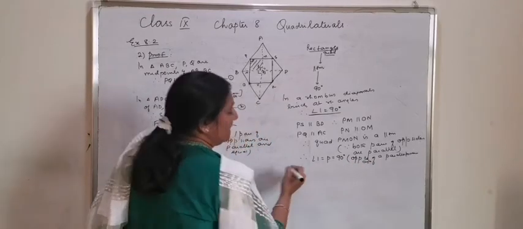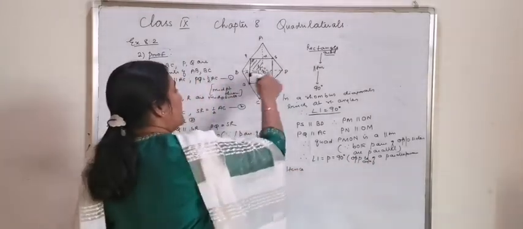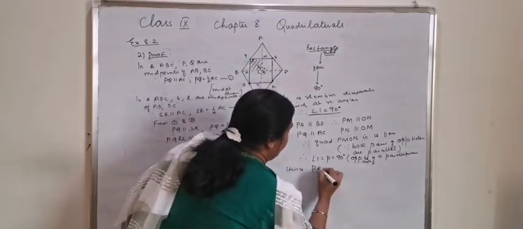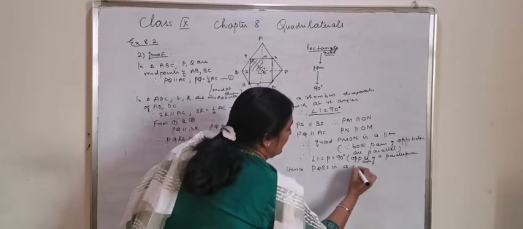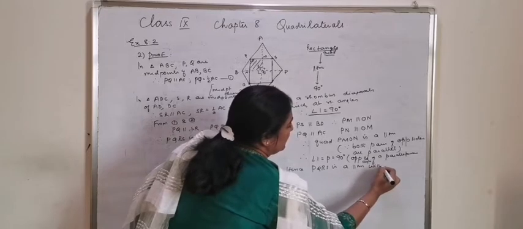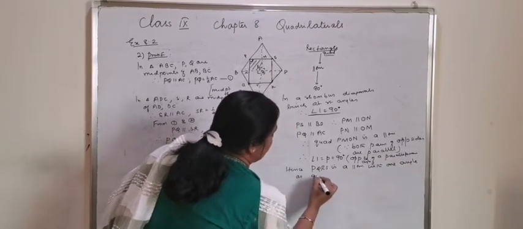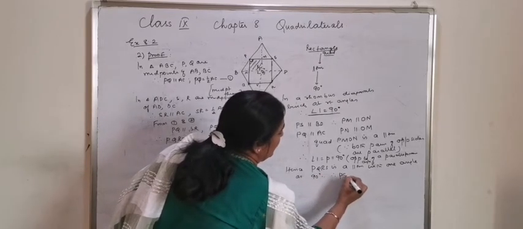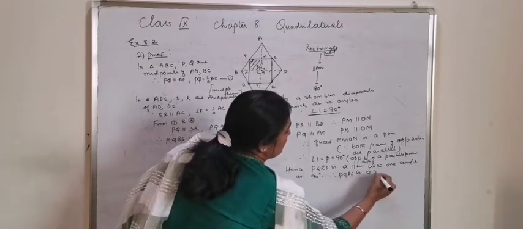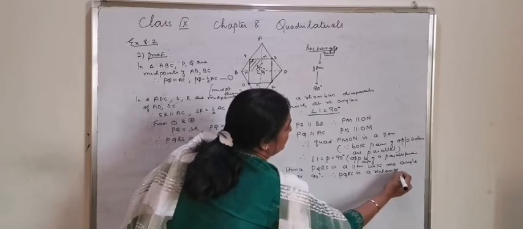Hence, how do you give a conclusion? PQRS is a parallelogram with one angle as 90 degree. Therefore, PQRS is a rectangle.